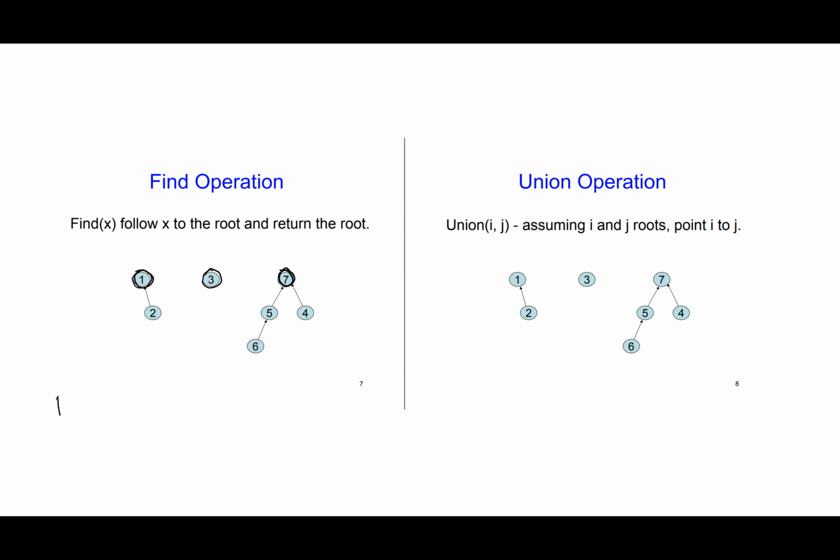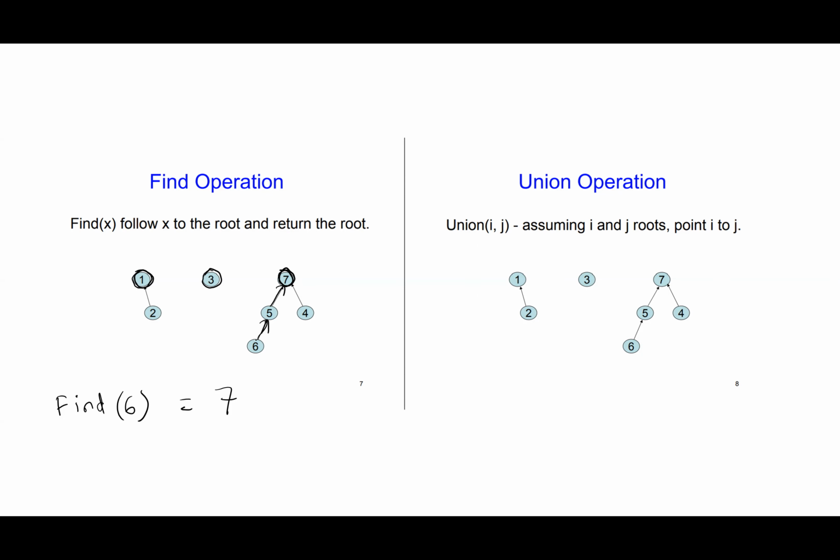So if someone says find 6, since this is an up tree, we start from 6 and go up using the arrows. We have to reach the root, and it will return the root. So find x follows x to the root and returns the root. That is the find operation.